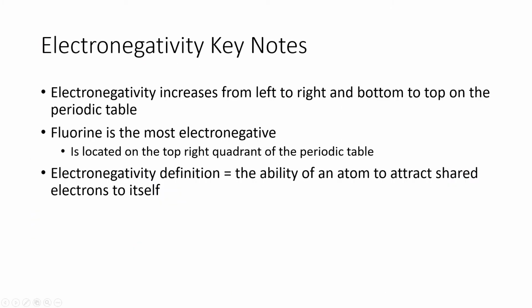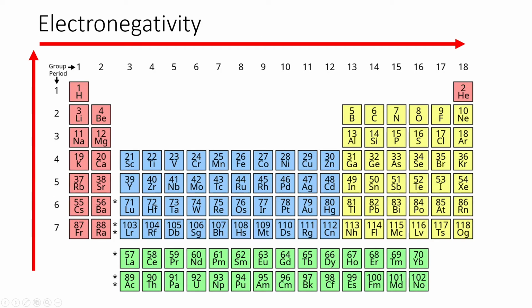Electronegativity is defined as the ability of an atom to attract shared electrons to itself. In the case of noble gases, since they already have a completed octet, they have no reason to attract shared electrons to themselves. So therefore, their electronegativity is defined as 0. Another piece of information that can help us remember this trend is knowing that fluorine is the most electronegative. Looking at the periodic table, fluorine is located in the top right quadrant, and that is the direction where electronegativity increases.